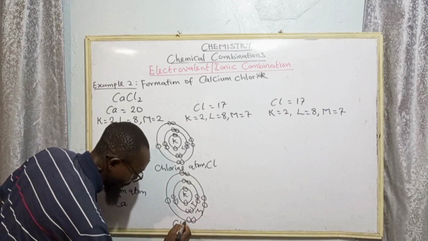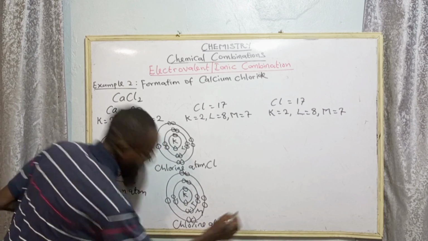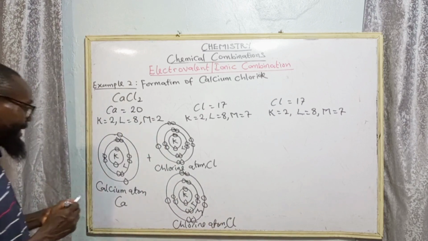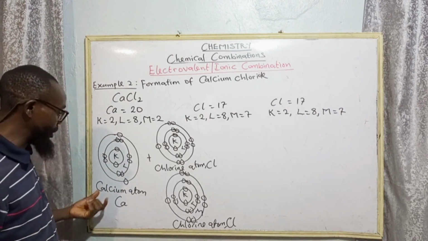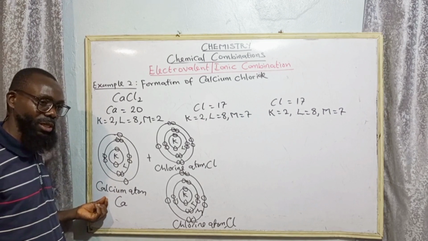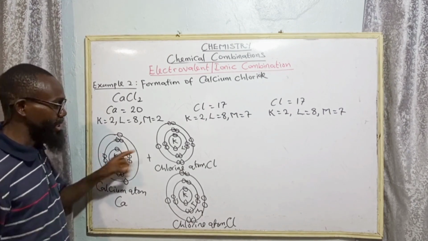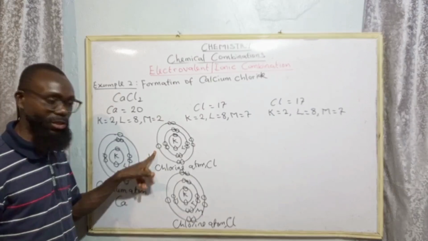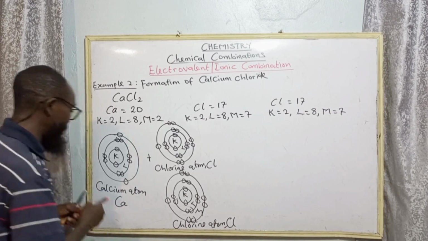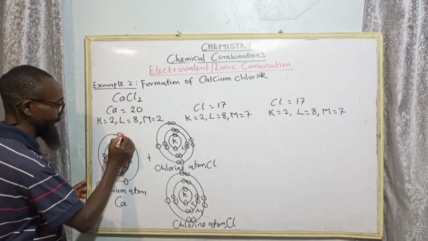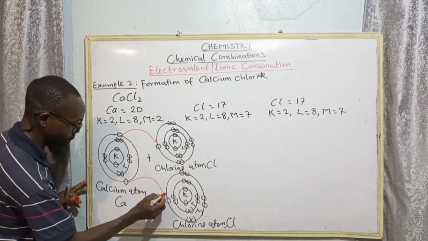This is the second chlorine atom. Now, in this case, there's going to be a transfer of electrons because this calcium atom is not stable. It needs 6 more electrons to be stable. The first chlorine needs 1 electron, the second chlorine needs 1 electron. Now, in order for calcium to balance, it has to transfer this electron to this place, while this one has to transfer its own electron to this place.